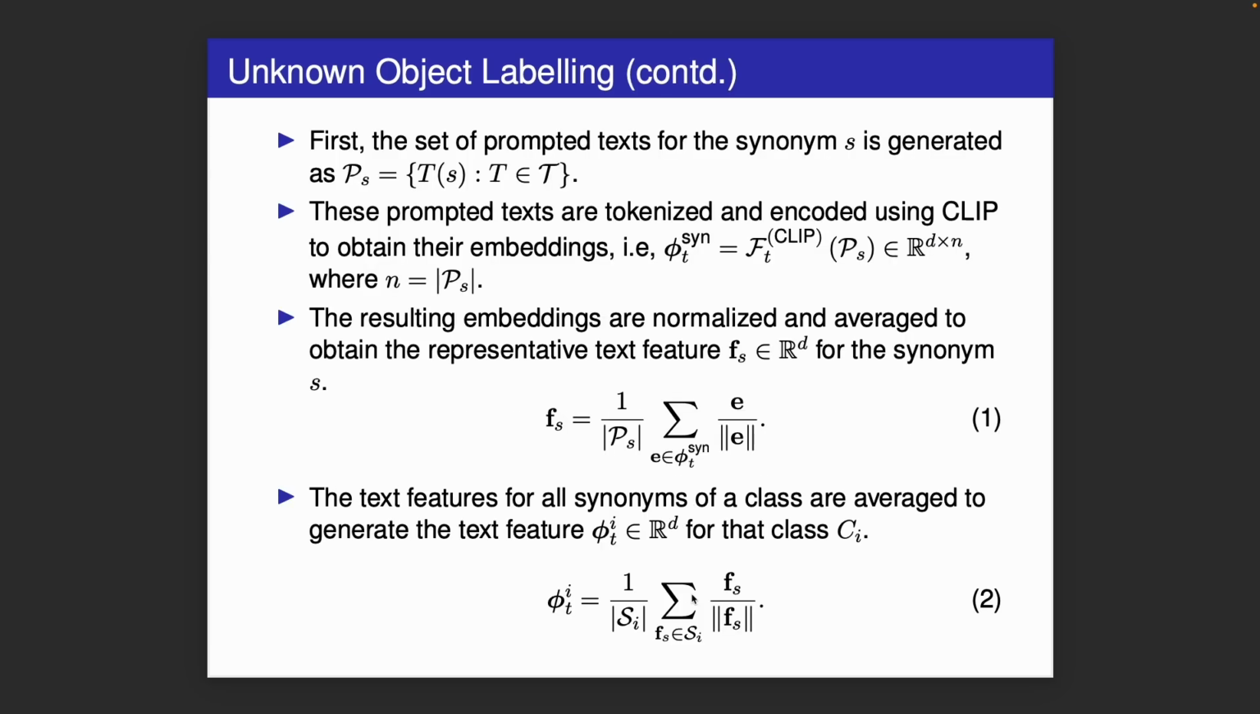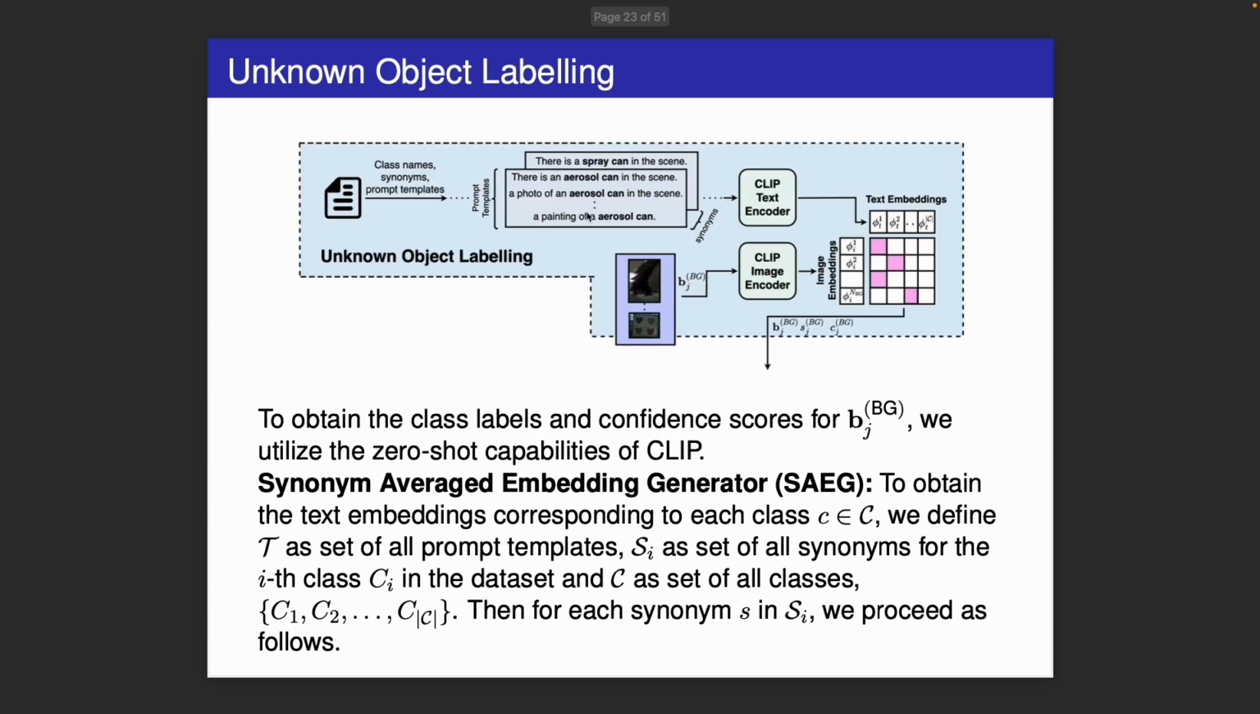So basically, what we are doing is we get the set of prompted text for the synonym S. Here, we have multiple templates: there is a dash in the scene, a photo of a dash in the scene, a painting of a dash, where these are different templates.